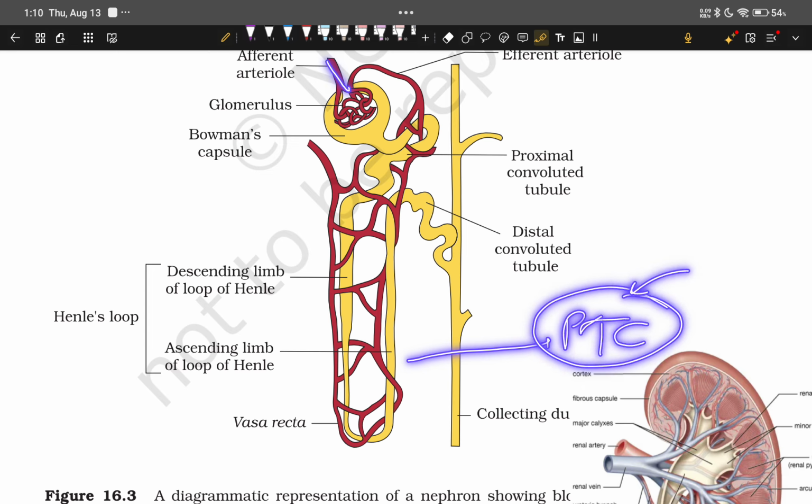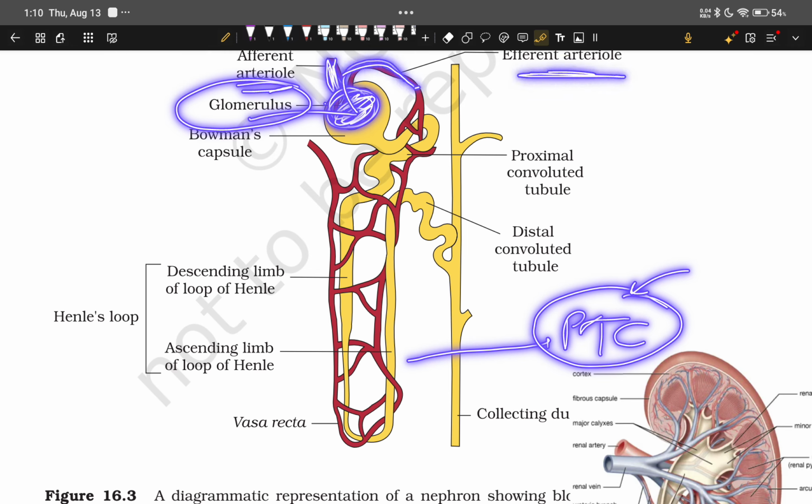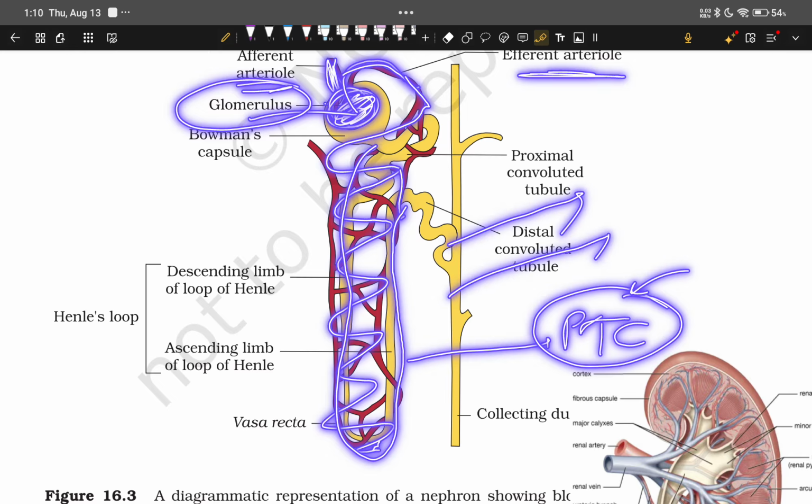Now what is this? First of all, the afferent arteriole enters into Bowman's capsule, and then there's a tuft of capillary which is formed because of it, and then the efferent arteriole comes out of it, and the efferent arteriole then forms this capillary system around the renal tubule. This is the whole renal tubule, right?